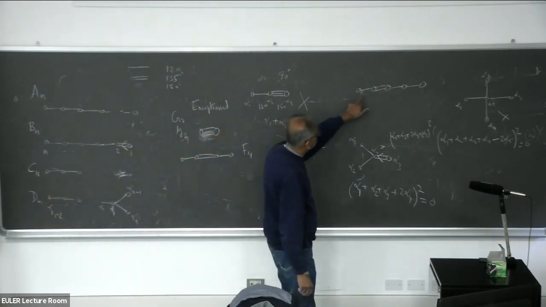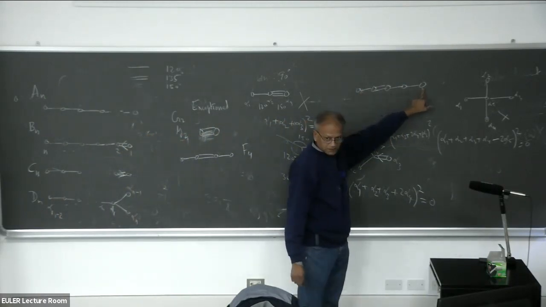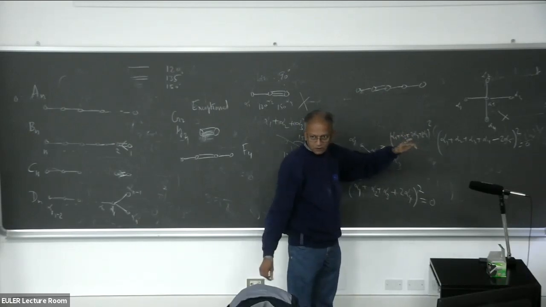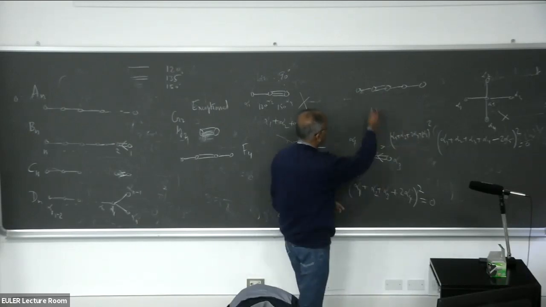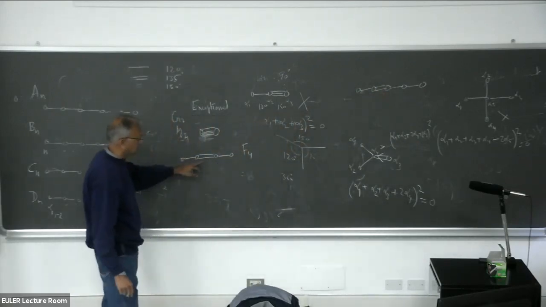But again, you can try this. You should be able to find some combinations of these roots which have length square 0, with either choice, this way or that way. So this is not allowed. So the only thing which is allowed is here, this one.